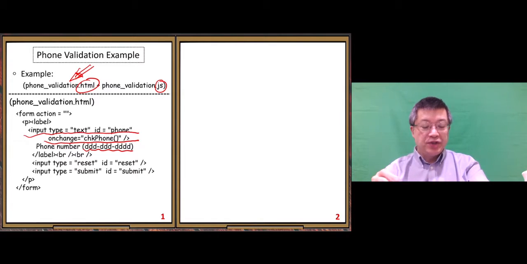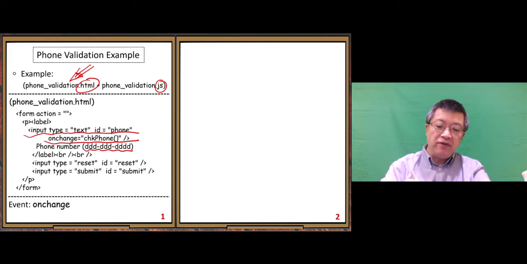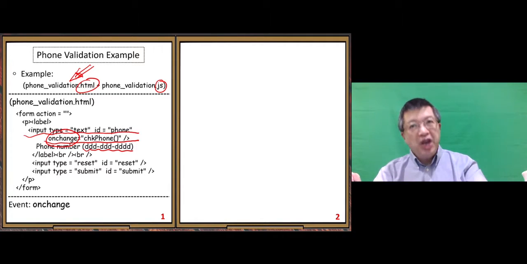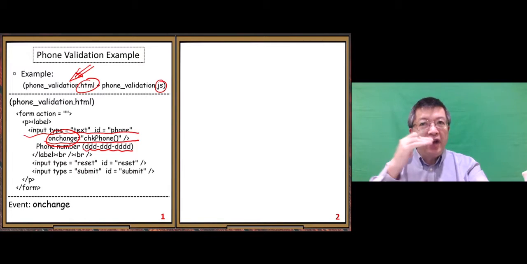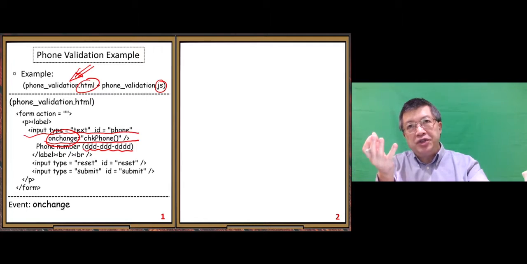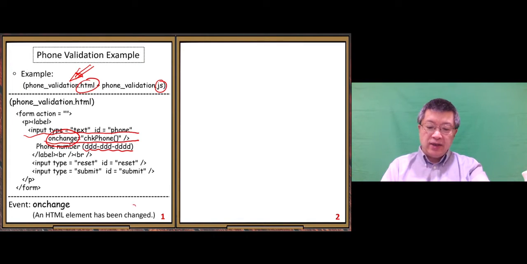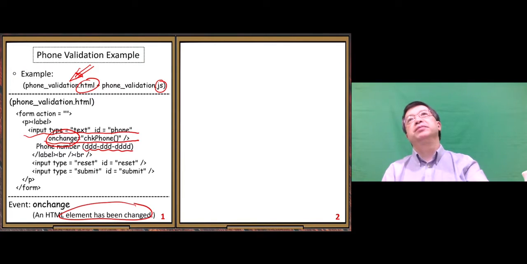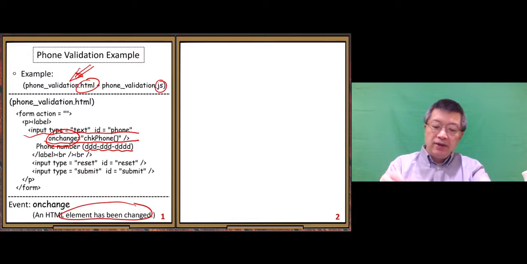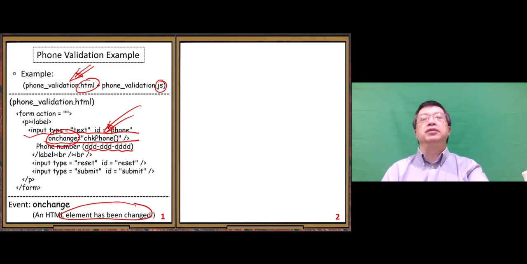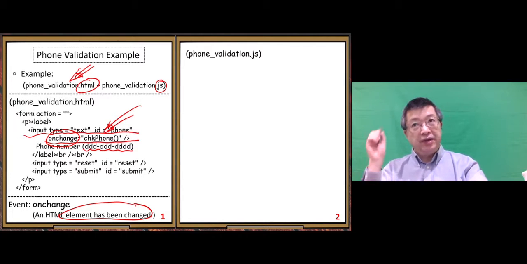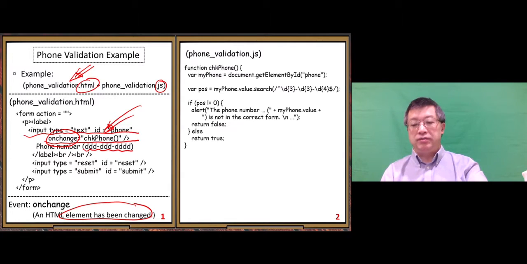Here, we use the onChange event. When you change the value of that input field, this event is generated, because an HTML element has been changed. Then this function, chkPhone(), this JavaScript function is called. Now let's look at the definition of that JavaScript function.